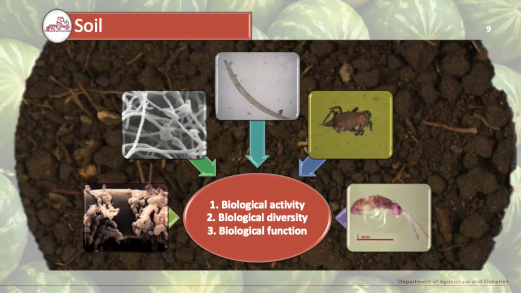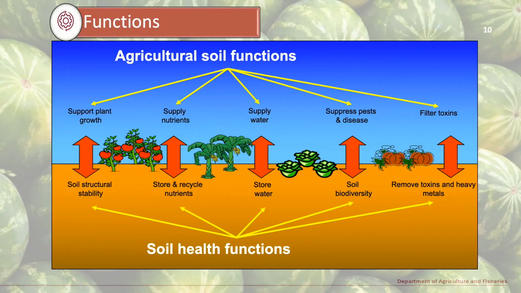What do they do? The function of soil organisms providing healthy soils relates strongly to the performance of soils for agricultural purposes. Soil structural stability supports plant growth. Storage and recycling of nutrients helps to supply nutrients for crop demands. Storage of water in the soil again helps with crop demands. And soil biological diversity gives suppression of pests and diseases, and nullifying toxins and heavy metals makes our produce safe to eat.